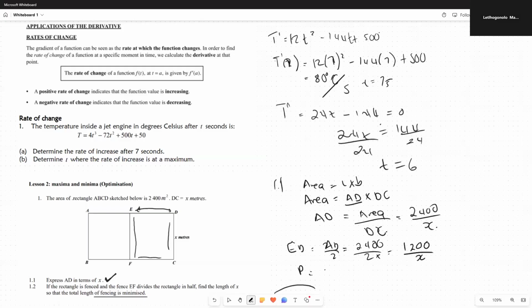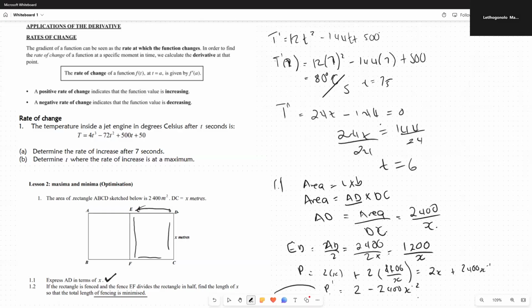So the perimeter here would be 2 times the breadth plus 2 times the width. So that's 1,200 over x, and you can write that as 2x plus 2,400 x to the power of minus 1. To minimize it, we will look for the derivative, which is going to be 2 minus 2,400 x to the power of minus 2.